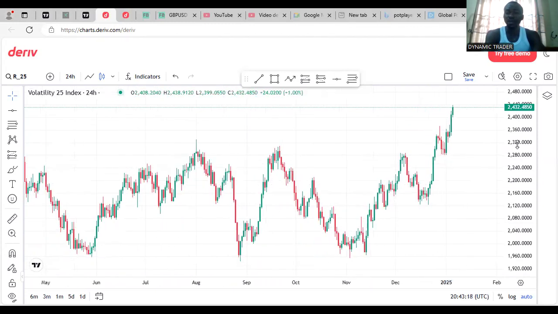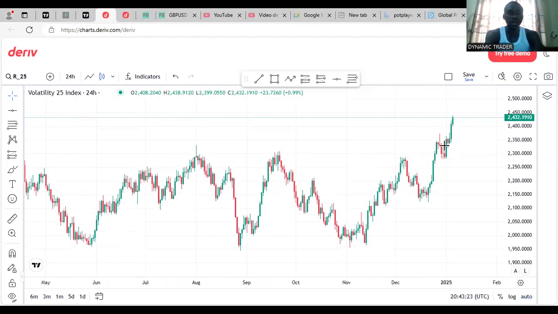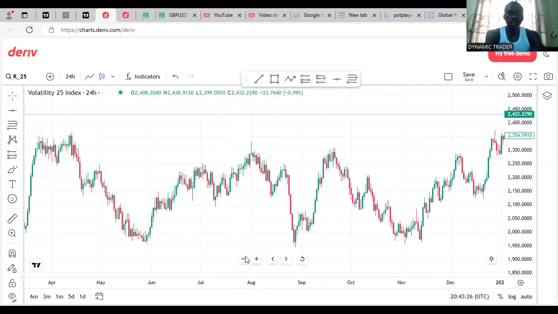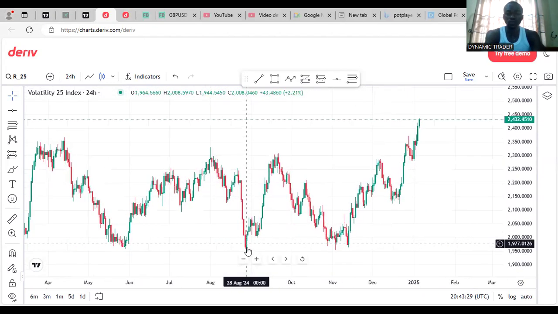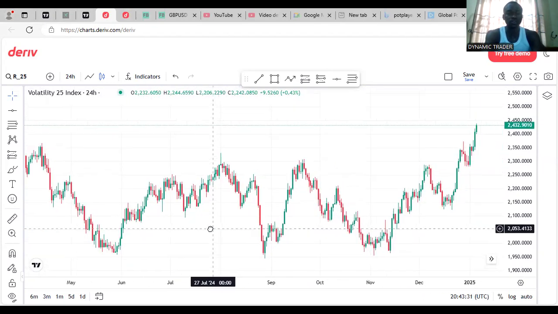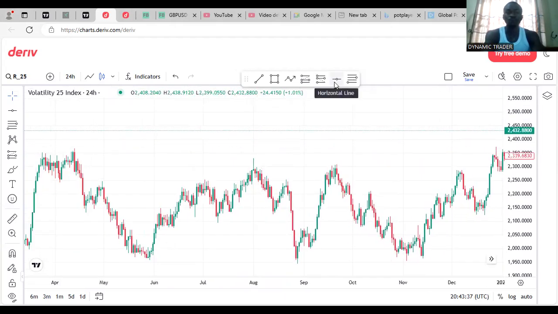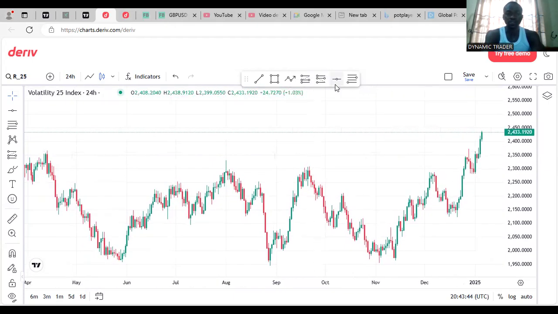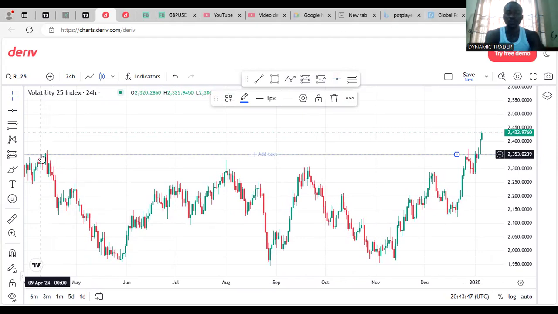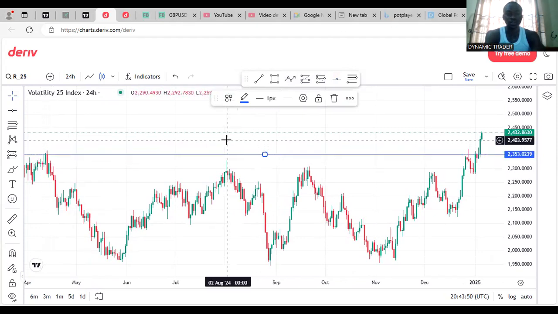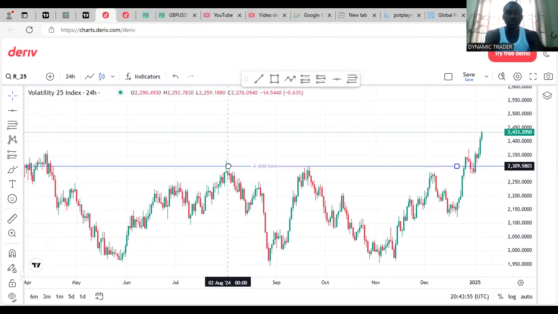In parentheses, top-down analysis. So let me quickly analyze this pair. Most of you have been told that I'm an SMC trader, a smart money concept trader. So I'll quickly run a top-down analysis on Volatility 25, which is a synthetic indices pair that runs 24 hours, 7 days a week. So we don't get breaks like the normal currency pair.